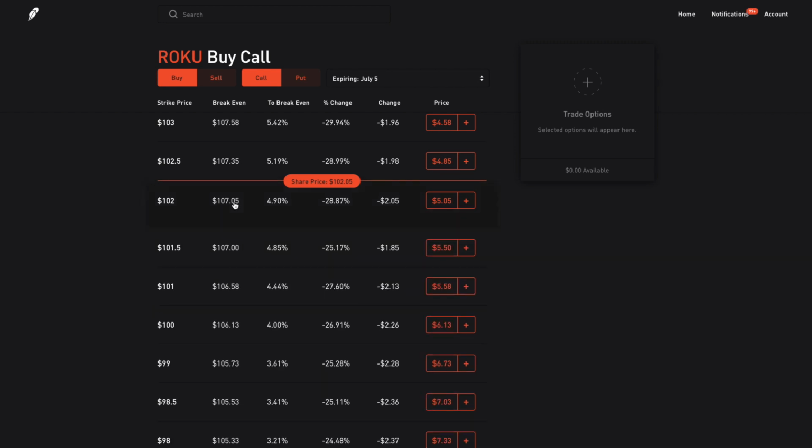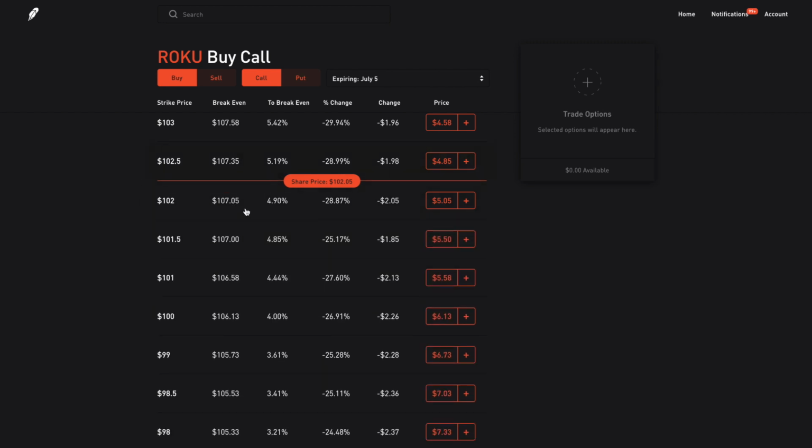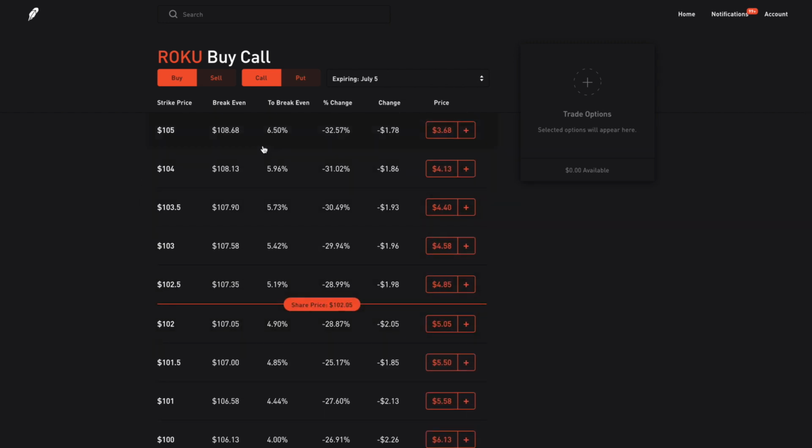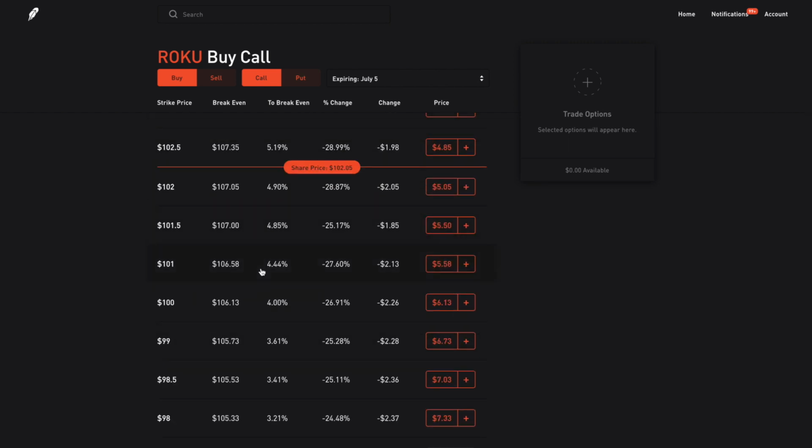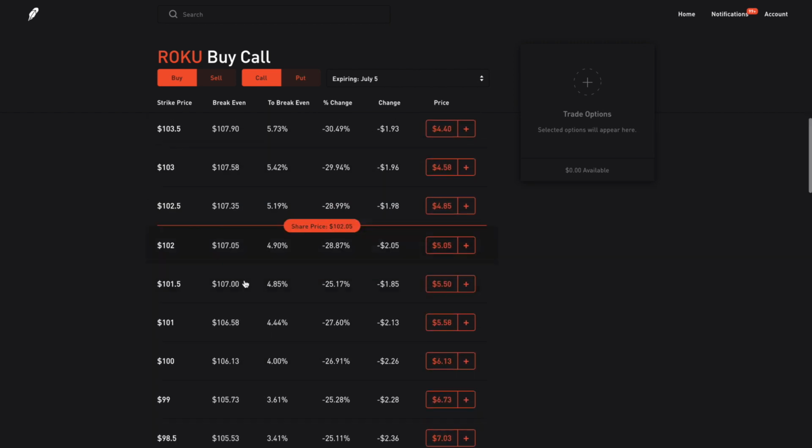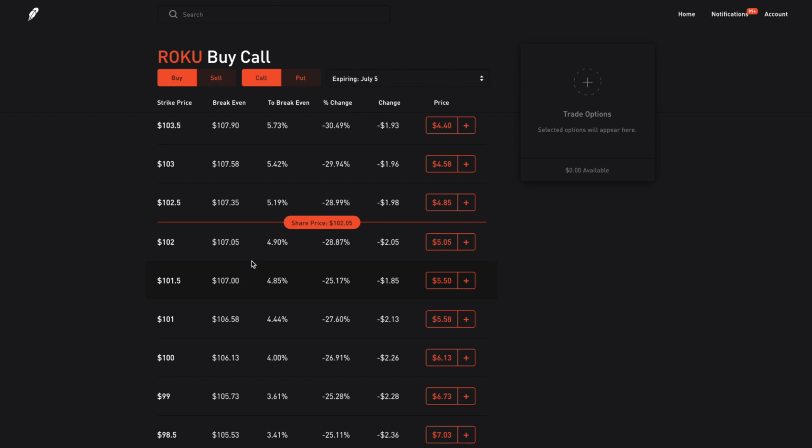This option that I've clicked on is pretty much at the money. So these two options are pretty much at the money. Anything above is going to be out of the money, and anything below is in the money. We're going to be looking at call options and determining how much money you can possibly make for every dollar move that the stock makes.